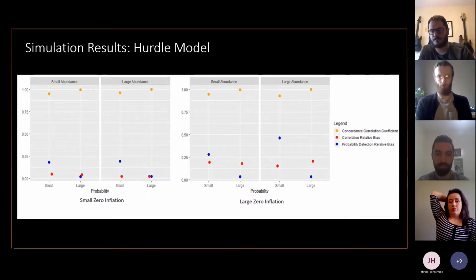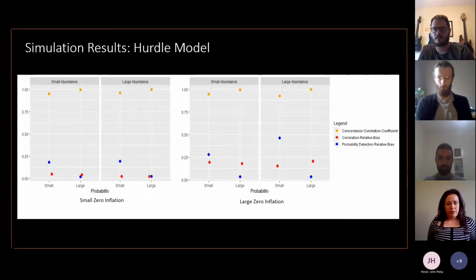Then if we look at our blue points, which is the relative bias for the probability of detection, we also see that probability of detection is estimated better when probability of detection is large, which I think also makes sense for the same reasons as I said for the concordance correlation coefficient.